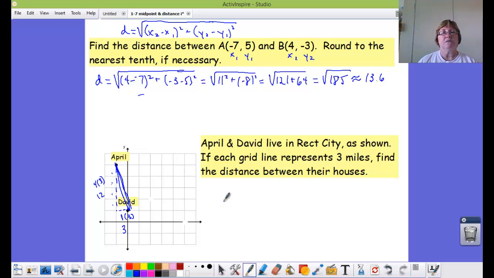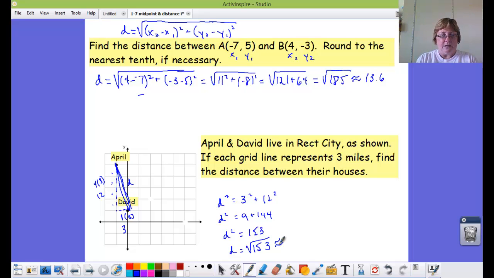To find the distance between their houses, Pythagoras says, and I'm going to call this D, that D squared is equal to 3 squared plus 12 squared. We have to do a little arithmetic. 3 squared is 9, 12 squared is 144. D squared then is, let's add those, 153. And the distance between their houses would be the square root of 153, which to the nearest tenth, calculator again, is about 12.4.